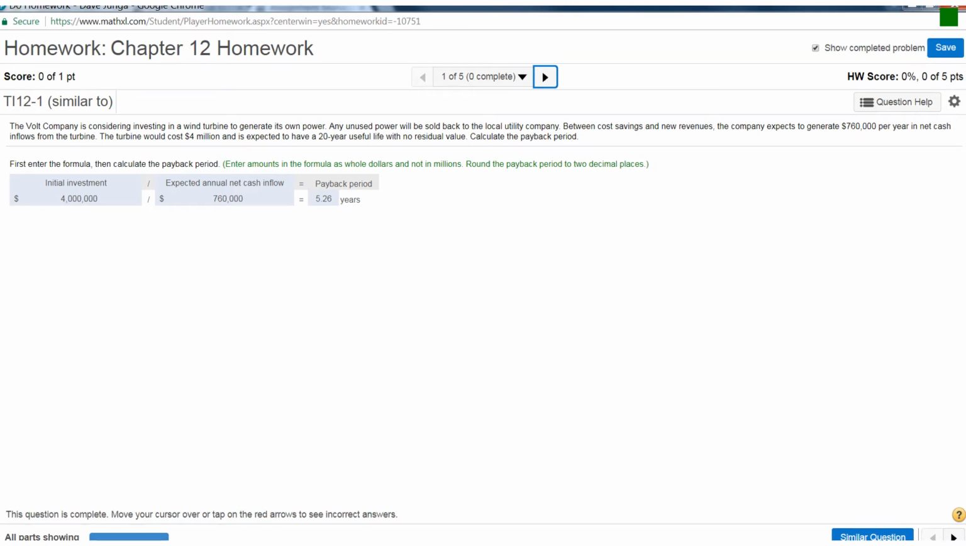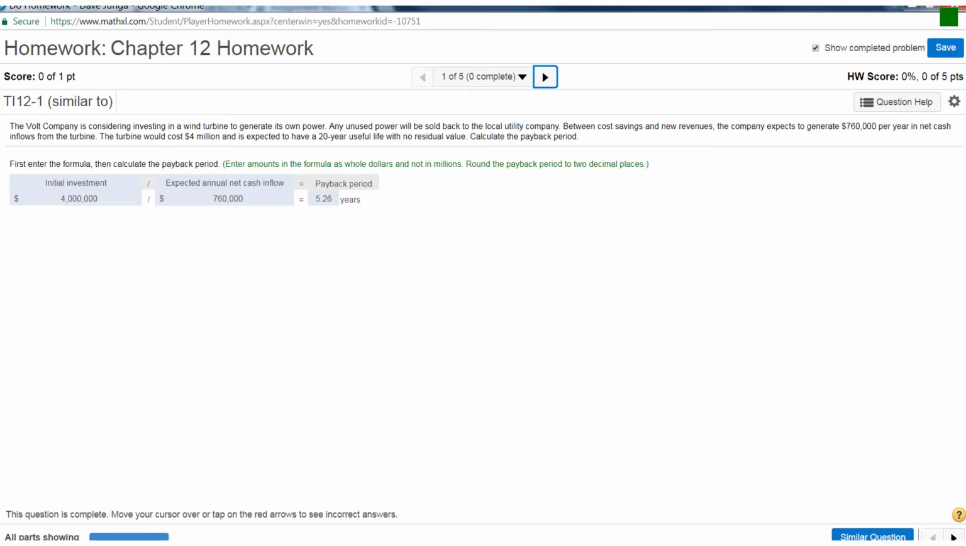Okay, so this is chapter 12, homework problem number 1. This is going to be the payback period problem. So here we go. We've got the Volt company is considering investing in a wind turbine to generate its own power. It says any unused power will be sold back to the local utility company. Between cost savings and new revenues, here we go.